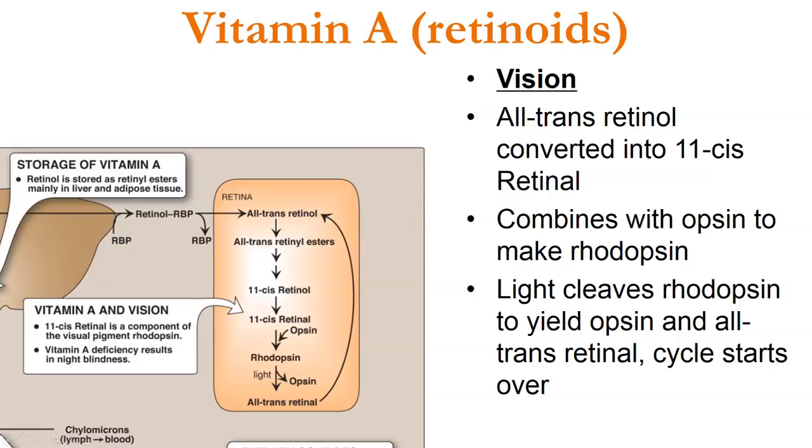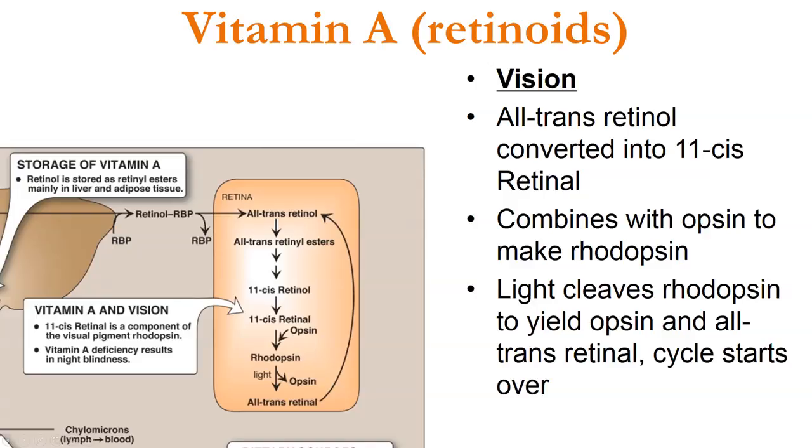Now, vitamin A has a very different role in vision. Okay, so this is completely different from its role as a transcription factor. In vision, that all-trans retinol, which we saw on an earlier slide, is interconverted to an 11-cis retinal. So it puts a kink in it, and that's important for its function in vision, where it's going to undergo photoisomerization. So it combines with this protein opsin to make rhodopsin.